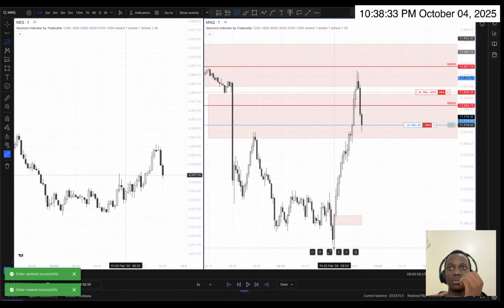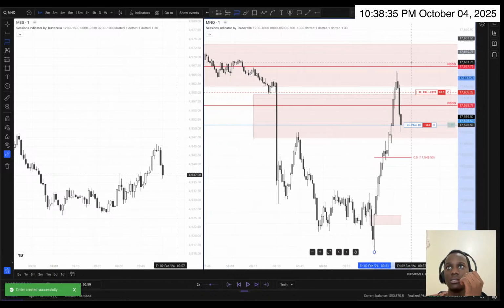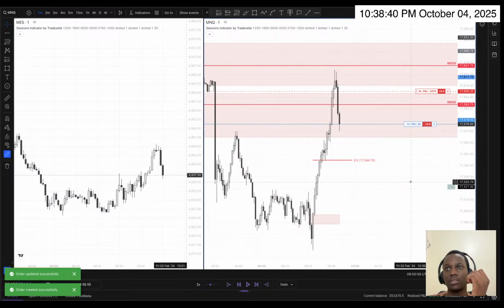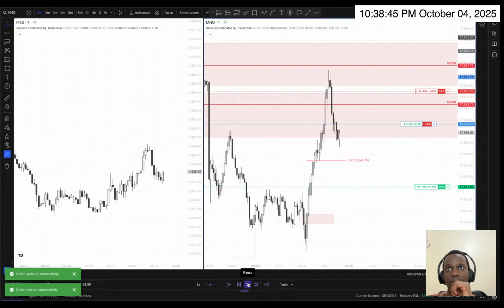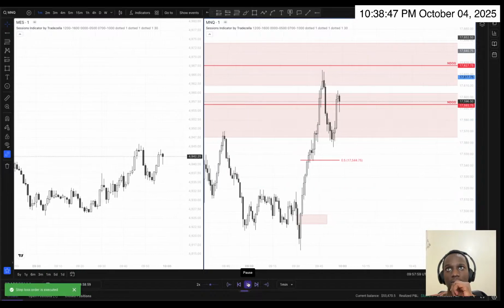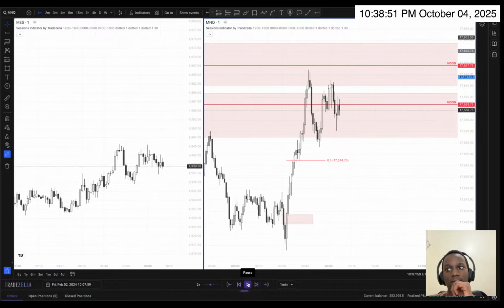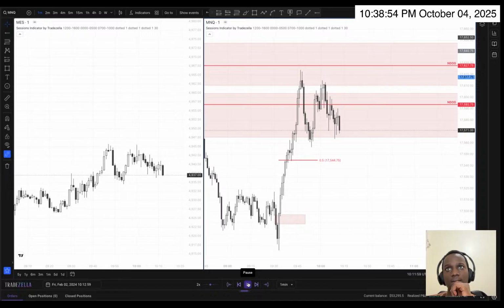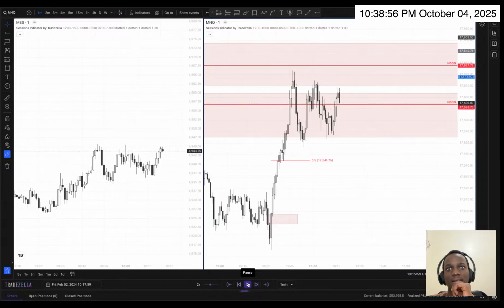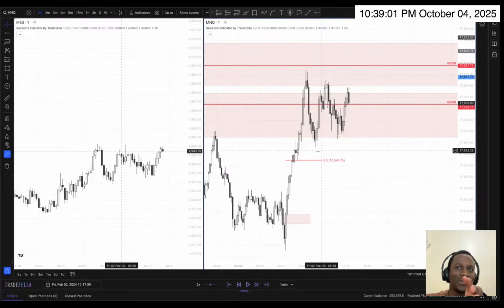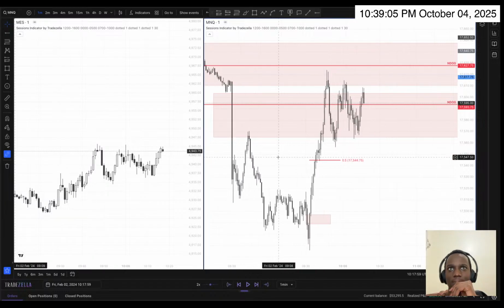So I'll target it to rebalance first, or at least some PDRA in discount, because it could also form an SMT to the downside. If it hits this low, I'll close. What a loss, bro. The trade we didn't take profit, the one we took, it killed us, which is absolutely insane.